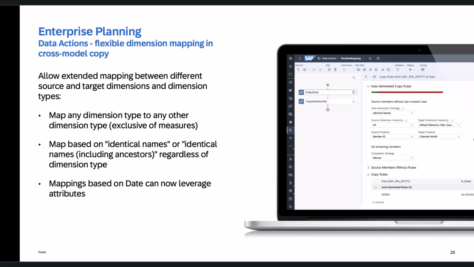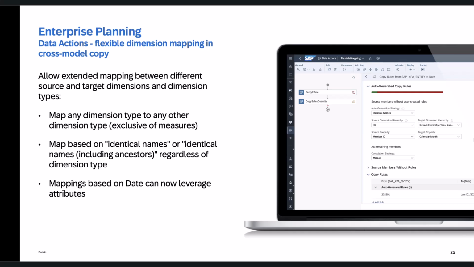So the next enhancement I want to talk about is some improved mapping capabilities we've introduced with our cross-model copy as part of our Q4 release. This is sort of an extension of what we did in Q3, where we introduced attribute mapping for the copy. Now we've introduced more flexible mapping options in that copy. Specifically, this allows you to map any dimension type to any other dimension type, exclusive of measures. So for example, if I want to map a generic dimension to an account dimension, I can do that.